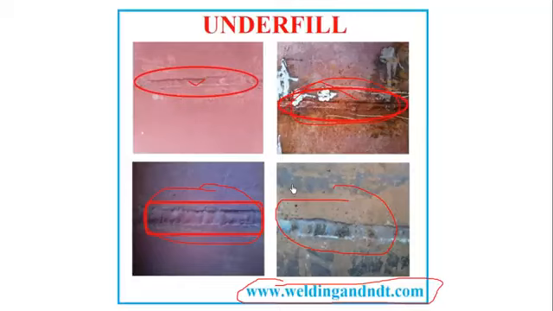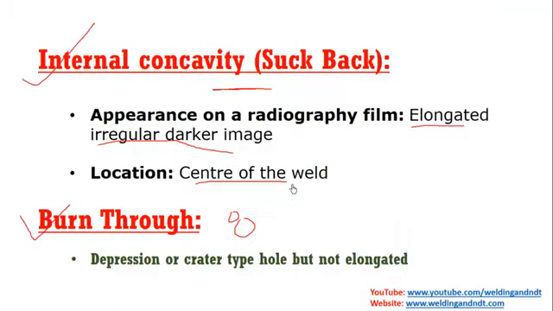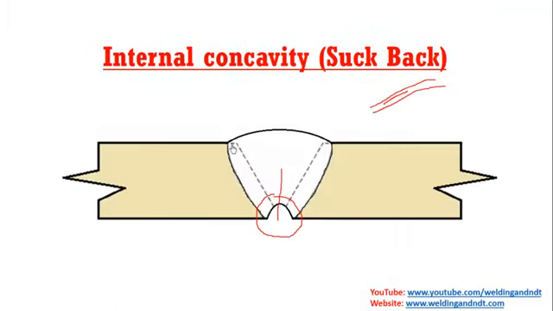Why will it appear? Because this is the radiography film. All of the weld area will be displayed on the radiography film, and since there is concavity, this root area will appear dark on the radiography film.